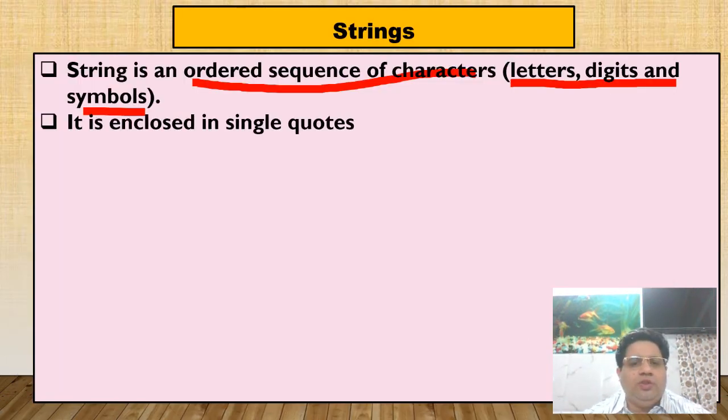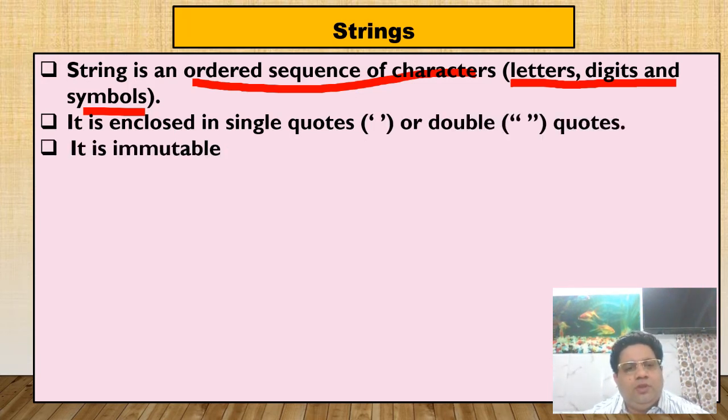Now it is enclosed in single quotes or double quotes. Okay, keep this in mind. It is an immutable data type, which means its value cannot be changed. So what are the examples of immutable data types? One is integer, float, string, and one more you will study, tuples. Okay, and then there are mutable data types, in which the examples are list and dictionary.